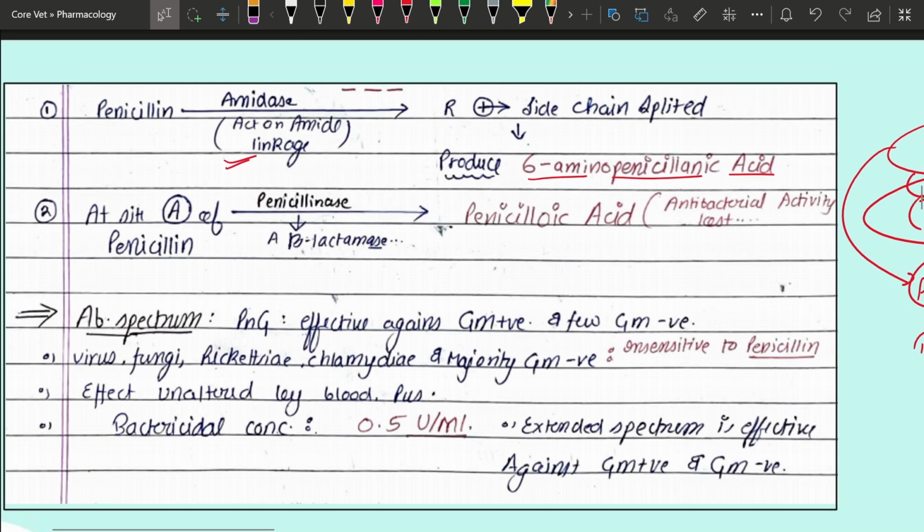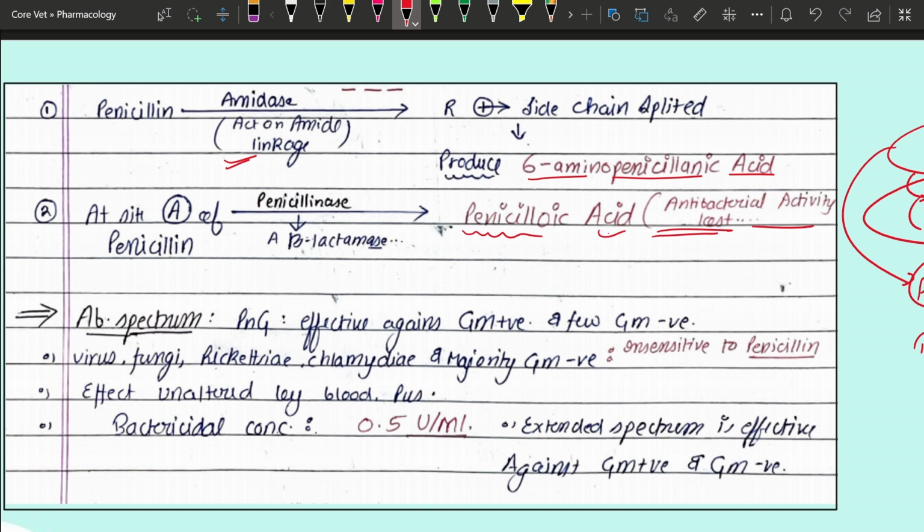Okay, so that was all about that. After the breakage by the penicillinase, it will lead to the production of what? It will lead to the production of penicilloic acid, and the antibacterial activity would be lost. So it won't be of any use if the beta-lactam ring of the penicillin is going to break, right?